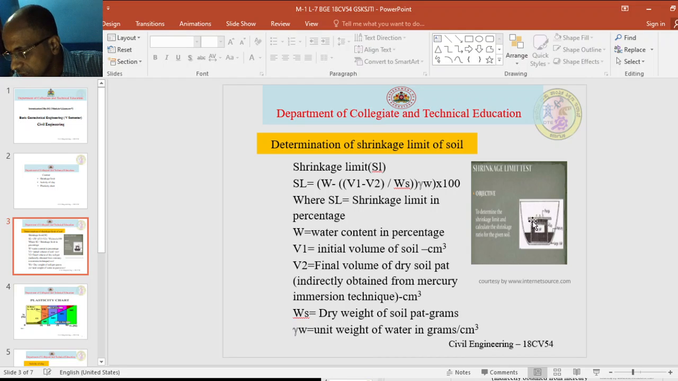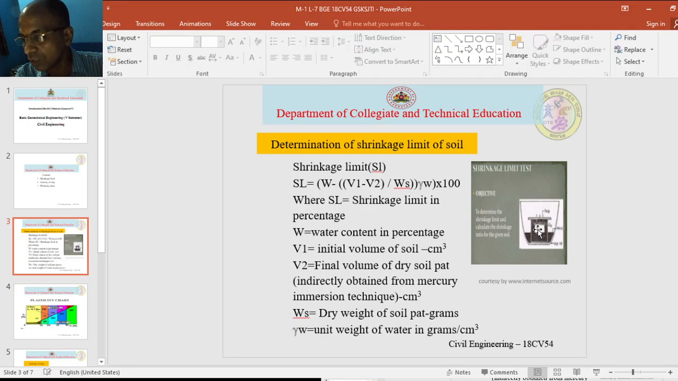Once you press it, due to the buoyancy effect of the immersion of that soil pat, the mercury will be spilled out here. Whatever mercury is left in the shrinkage cup, you transfer it back into the can, and whatever mercury is collected here, you transfer it to the shrinkage cup and take its weight, let it be W5 grams. Then the weight of mercury displaced due to the immersion of the dry soil pat is given by Wd, which is equal to W4 minus W1.